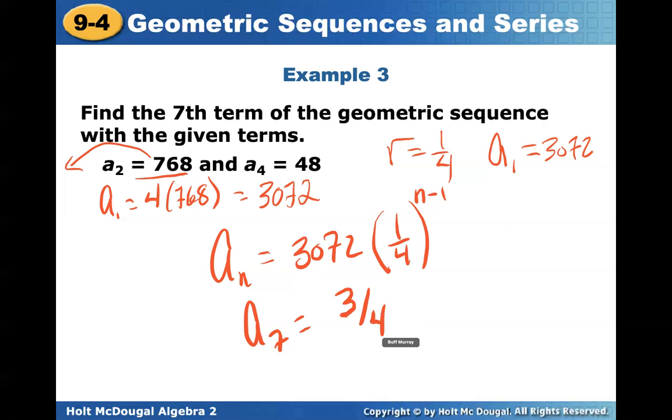Because what do we basically have to do there? To find the seventh term, we're going to have to plug in 7 right there. So 3072 times 1/4 to the 6th power. That's where we get that 3/4 or 0.75. It doesn't matter which way we say it. Just like when Jaden said 0.0625, I said 1/16, they're the same thing. I generally like to work in fractions if possible, but it's not a big deal if we use decimals.